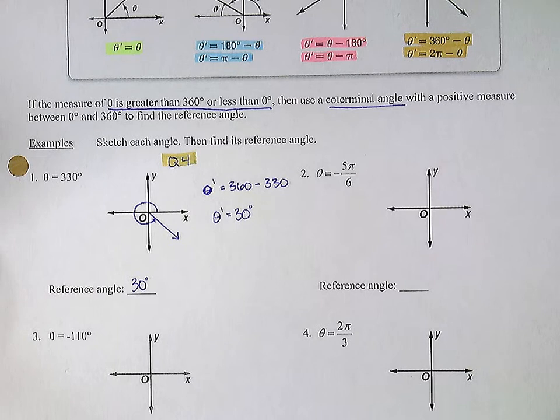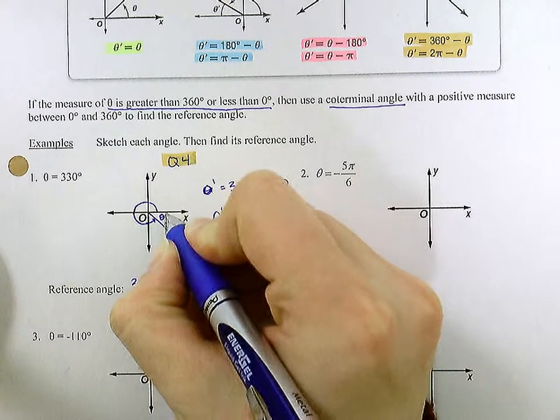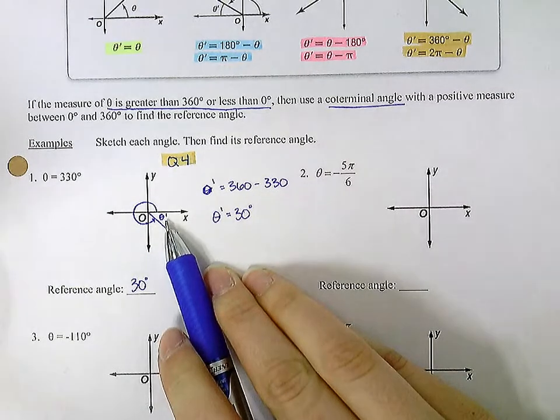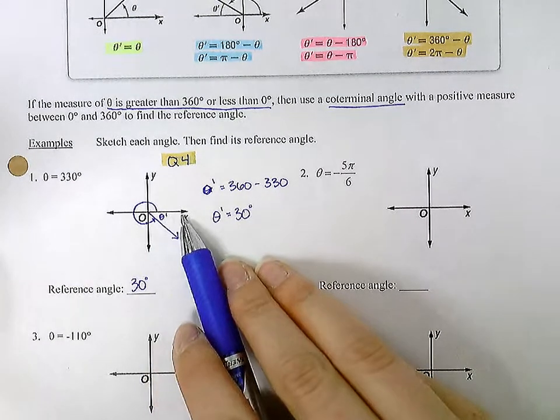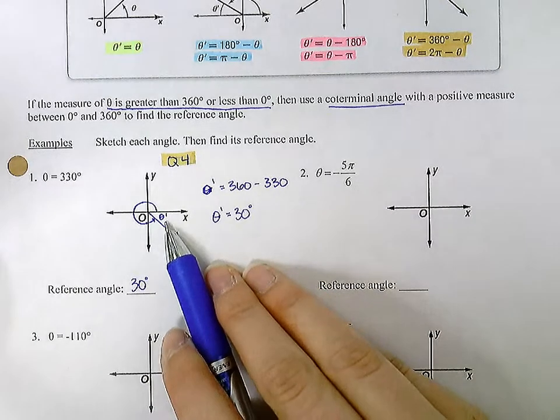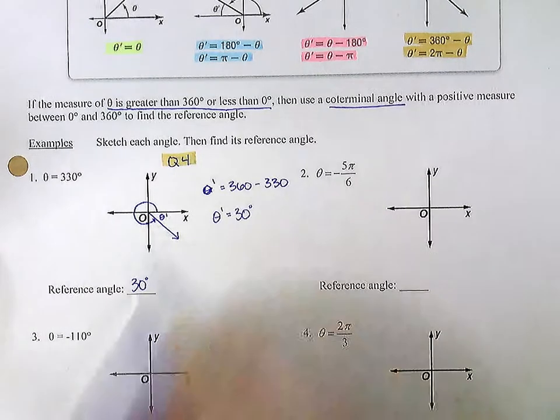That's why we want to draw it out so we know where that angle is. Your reference angle that you're finding is this acute angle right here. So this is where theta prime would be. It's between the angle that you made and the x-axis. That one right there would be theta prime. The one you made all the way around is theta.